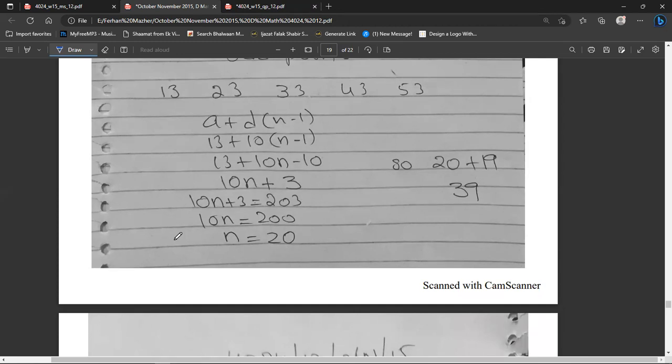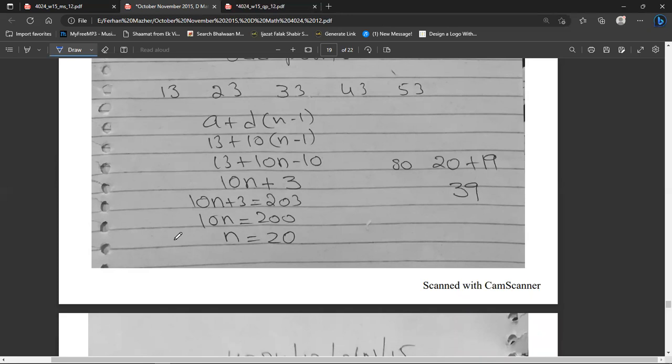the term which we are looking for is 203. So in this sequence, 10n plus 3 is 203. So 10n is equal to 200, 203 minus 3. Then n will be equal to 200 divided by 10, and that will be 20. So in this sequence, it is the 20th term.